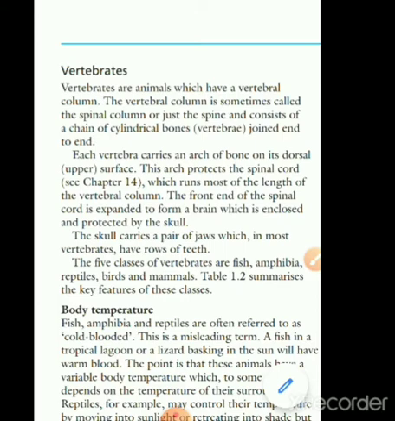Now, the front end of the spinal cord is expanded into a brain, which is enclosed and protected by a skull. So simply, the vertebral column is doing protection. The first function we just learned is that it protects your spinal cord. What was the spinal cord doing? The spinal cord was connecting your upper body parts and lower body parts. The third function we are now learning is that it establishes a connection.